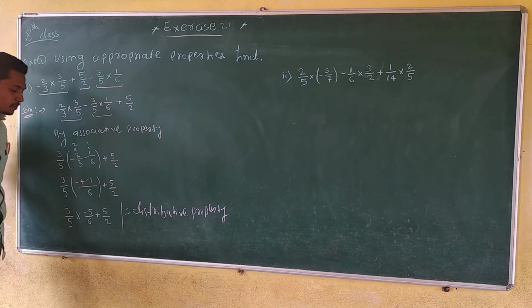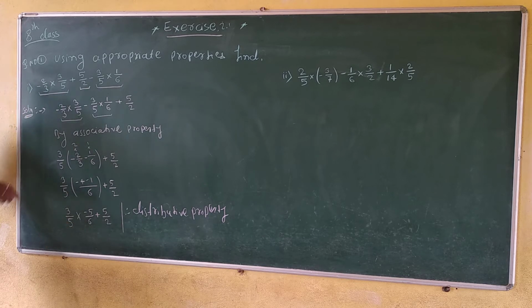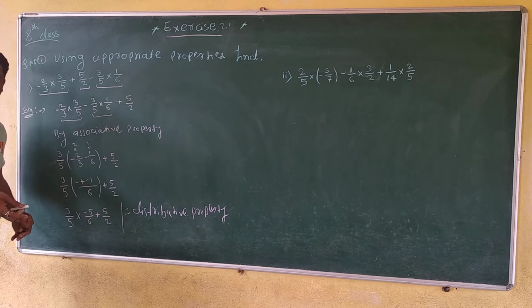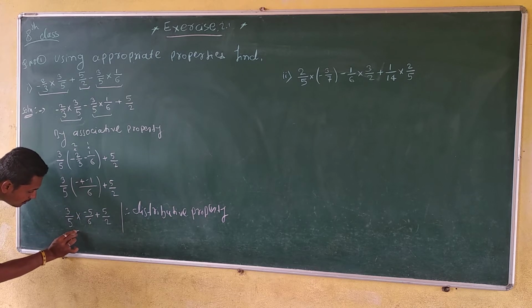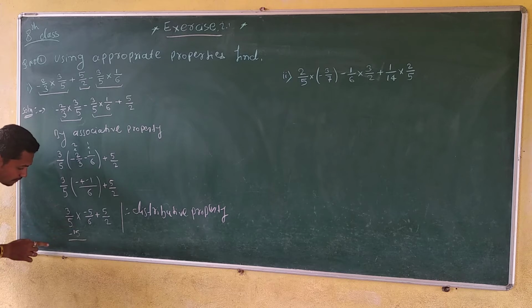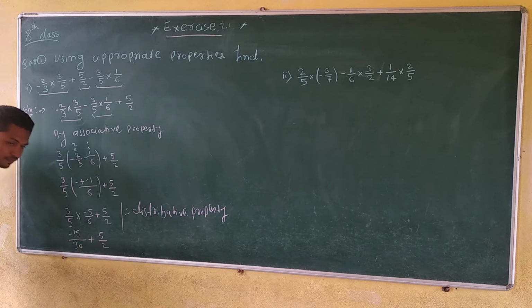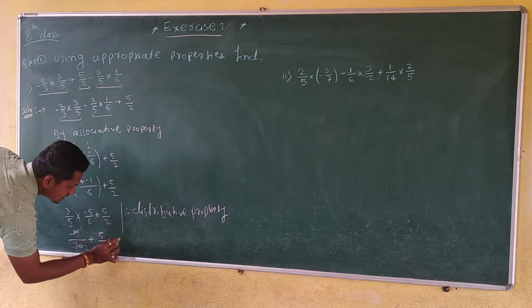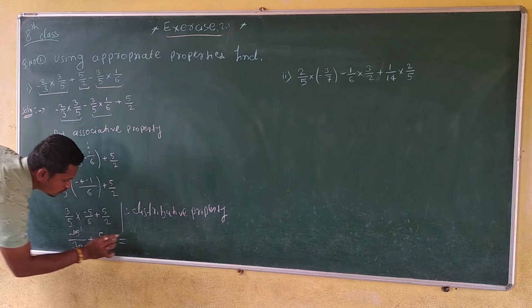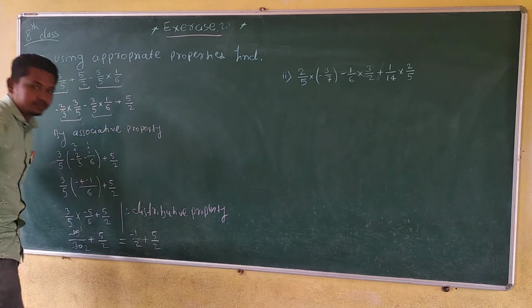By using the distributive property, first we should multiply these two terms. After that we do addition or subtraction. First you should multiply. So now multiply here: 3 into minus 5 is minus 15, divided by 5 into 6, which is 30, plus 5 divided by 2. So 15 ones are 15 and 15 twos are 30. So it equals minus 1 divided by 2 plus 5 divided by 2.